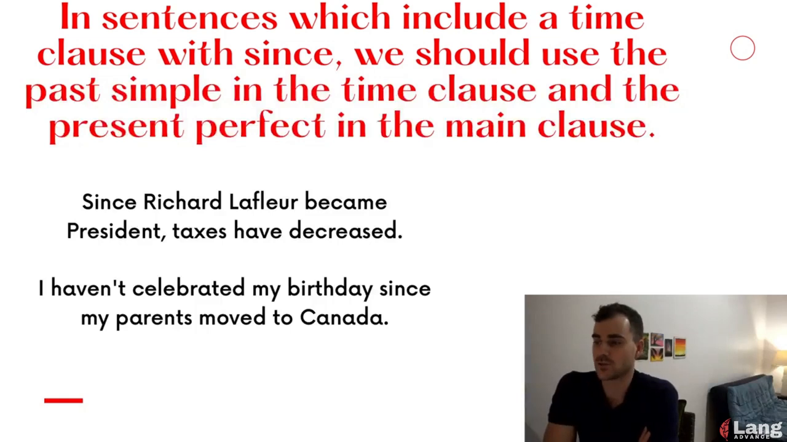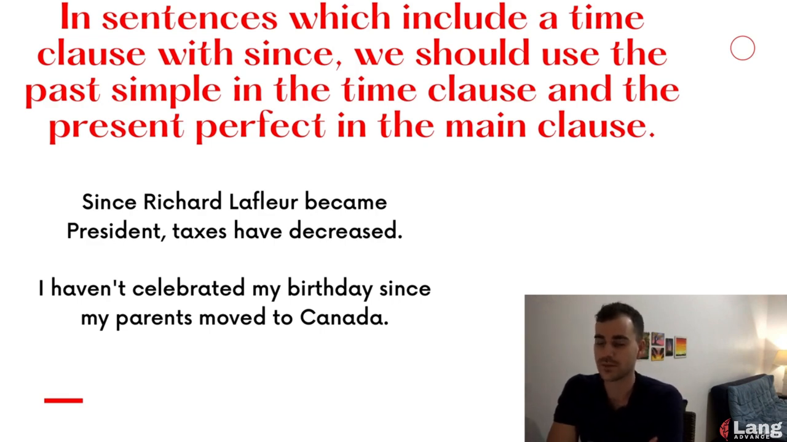In sentences which include a time clause with since, we should use the past simple in the time clause and the present perfect in the main clause. Let's look at the example. Since Richard Lafleur became president, taxes have decreased. The first part of the sentence includes since, and the second part, it has the present perfect.